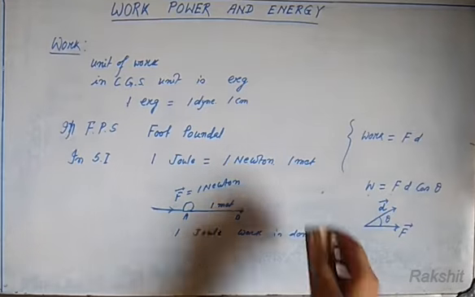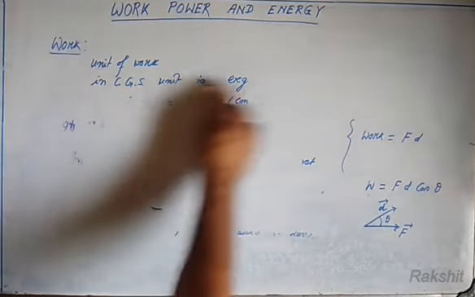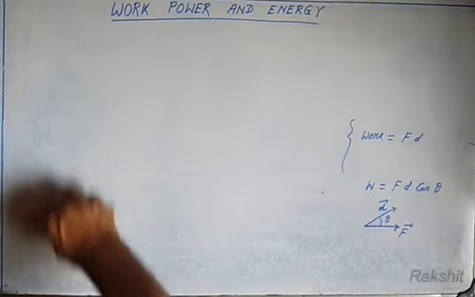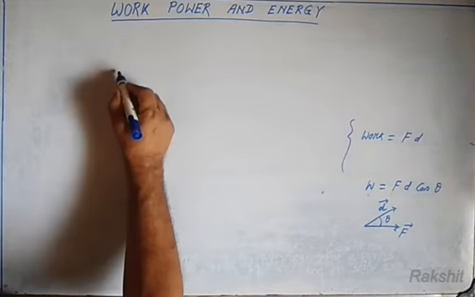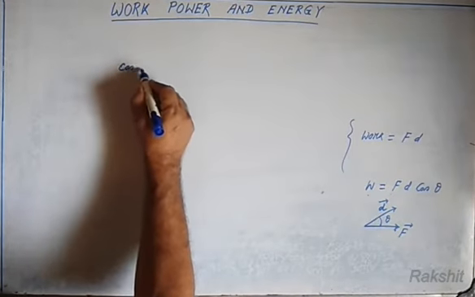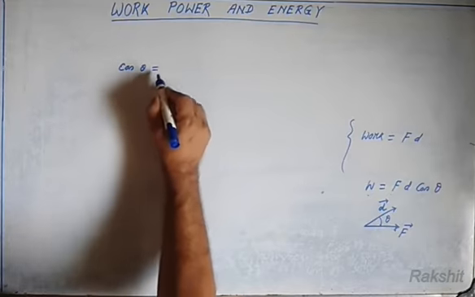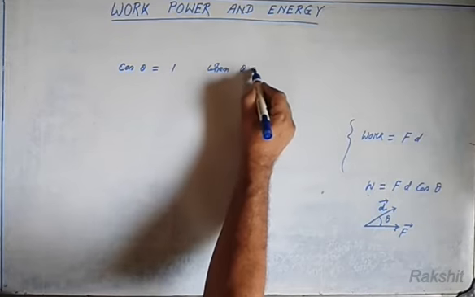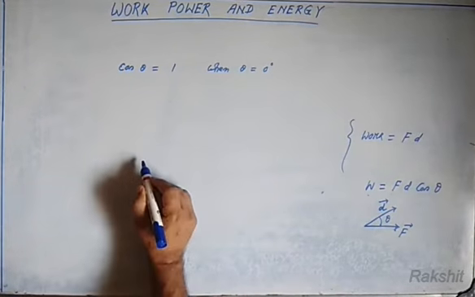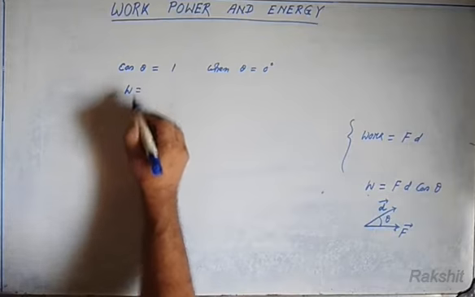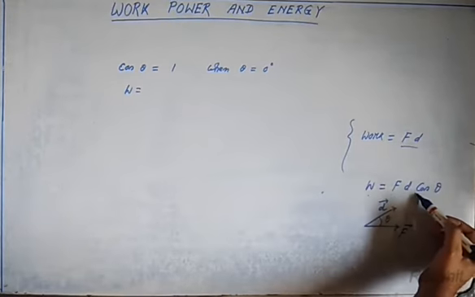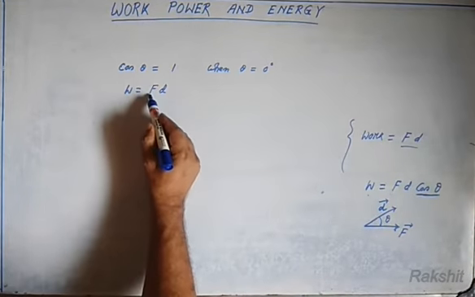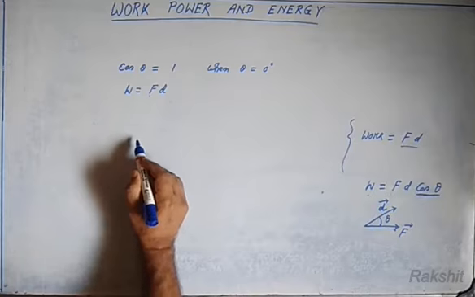Now, depending upon theta, the work may be positive, negative, and 0. Suppose cos theta is equal to 1 when theta is equal to 0 degree. The work is equal to F D cos theta, which is F into D, force into displacement simply, and this is positive.